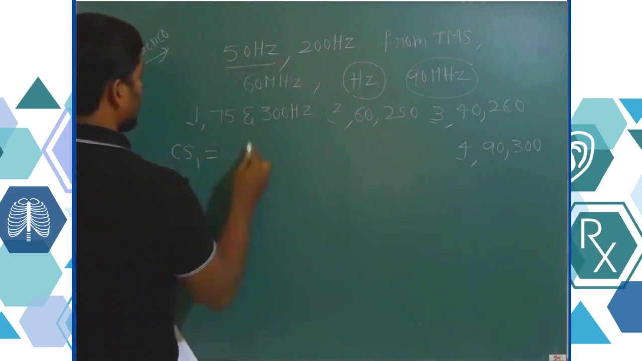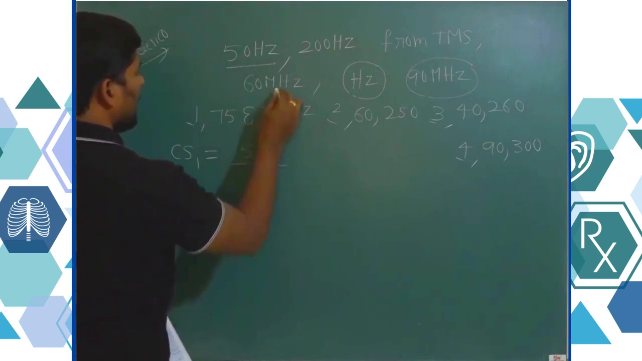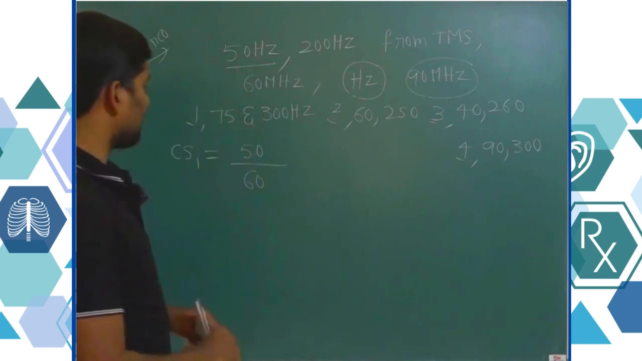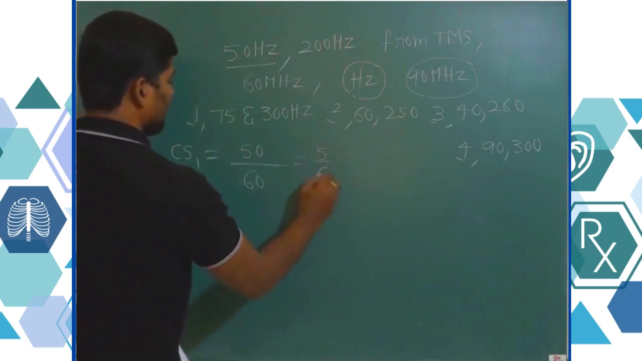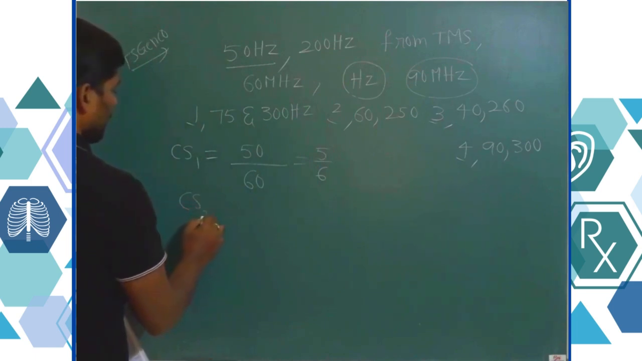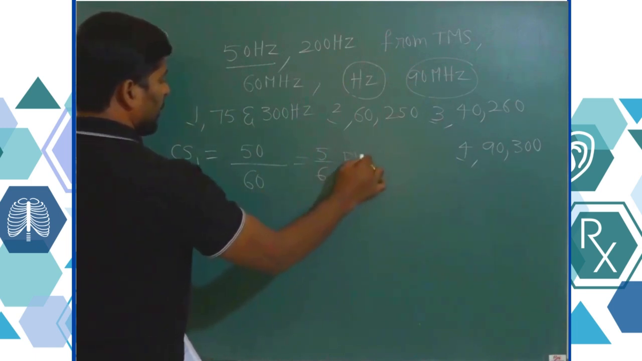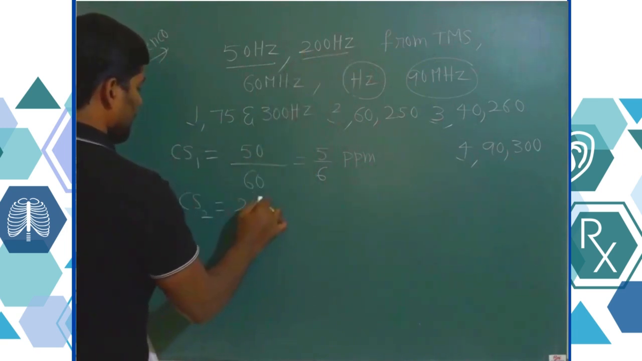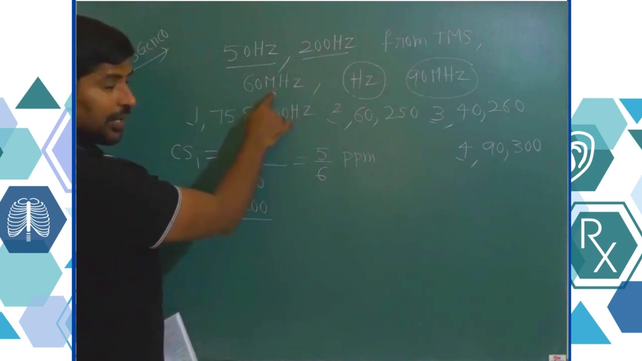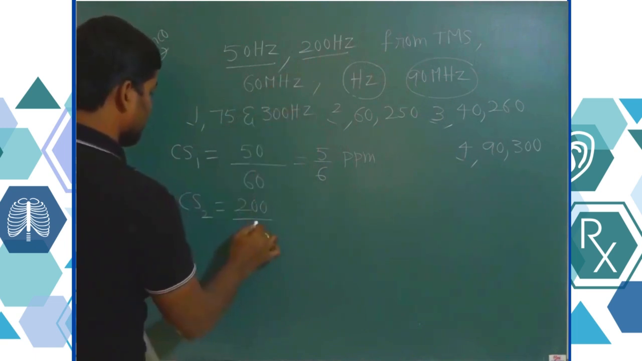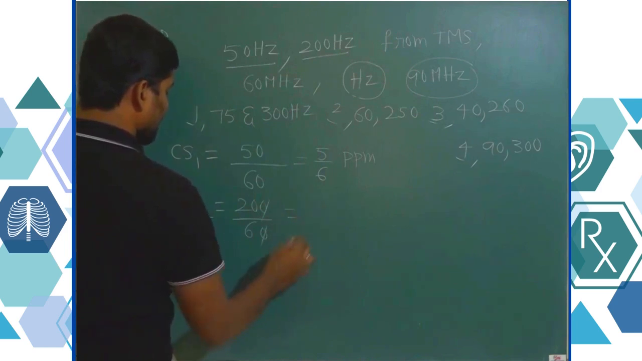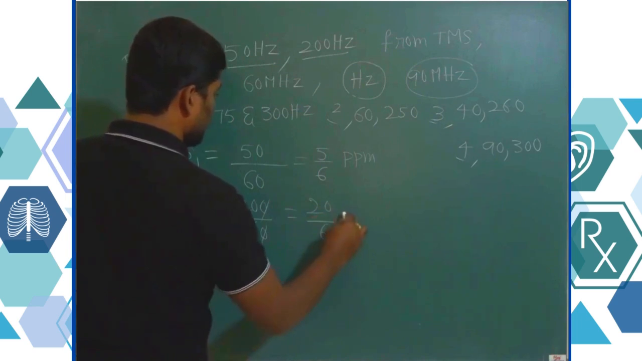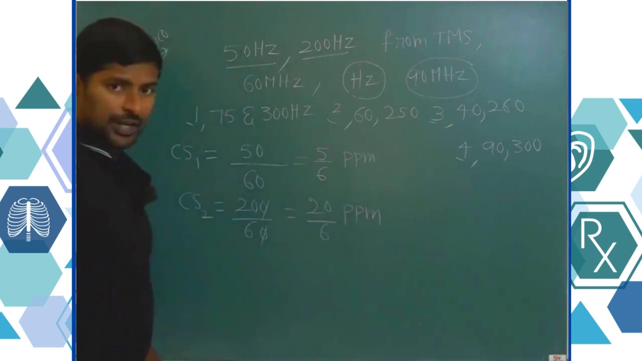Chemical shift in hertz divided by instrument frequency in megahertz. That means we are getting 5 by 6. Next, chemical shift of the second proton in ppm. What is the formula? Chemical shift in hertz, that is 200, divided by instrument frequency in megahertz, that is 60. We are getting 20 by 6, or we can write 10 by 3 also.